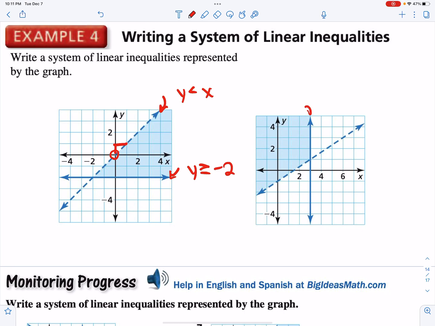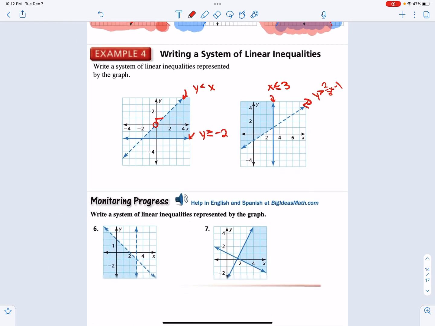On this one here, I look at my vertical line. It's shaded to the left of my vertical line and it's solid. So it's x is less than 3. This one here, I have a y-intercept of -1, but it's above and it's dotted, so it's greater than. And I look at my slope, it looks like it is up 2 and right 3, so it's 2/3 x minus 1. And those are your two equations.